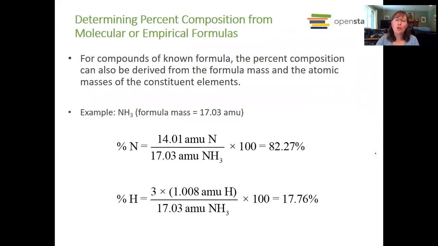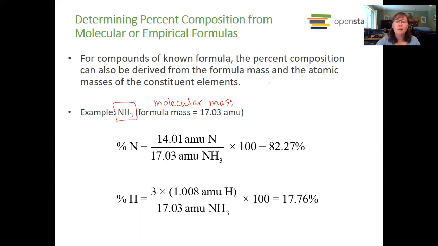Now let's take a look. You can also find percent composition directly from a molecular or an empirical formula. So the way you do that is just by counting everything up. So let's take a look at this. Here we have ammonia, NH3, and it tells you that your formula mass is 17.03 atomic mass units. You could also call this the molecular mass, because ammonia exists as a molecule.